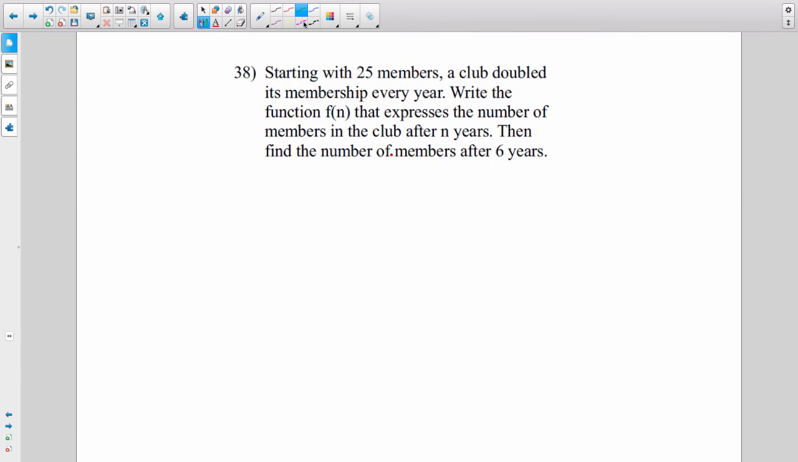Question 38, starting with 25 members, a club doubled its membership every year. Okay. Doubling in terms of a percentage of interest or a rate of growth is 100%. And when you move the decimal twice to the left, you get 1.0. So that's going to be our rate. Just like half-life questions are 0.5, okay? Think of it that way. So doubling your money is like getting 100%, 1.0.